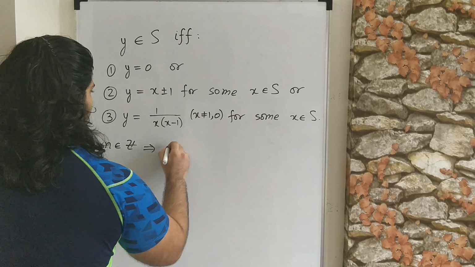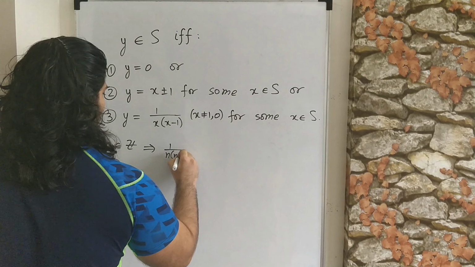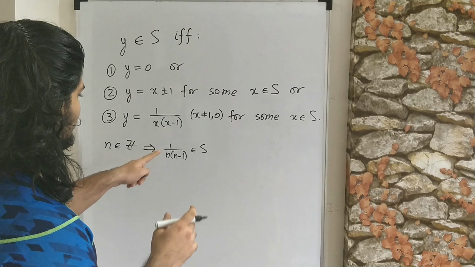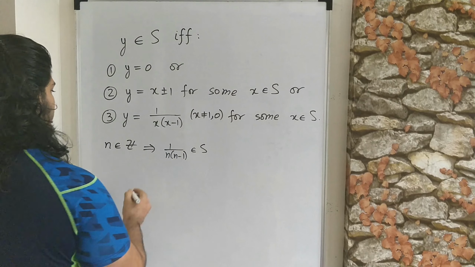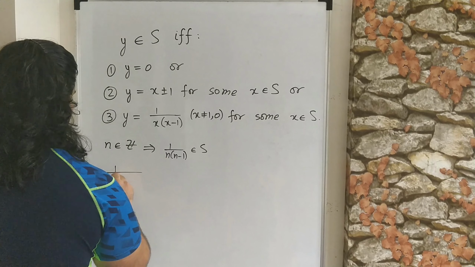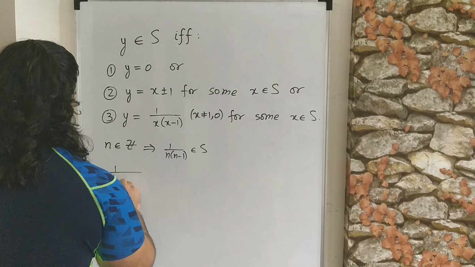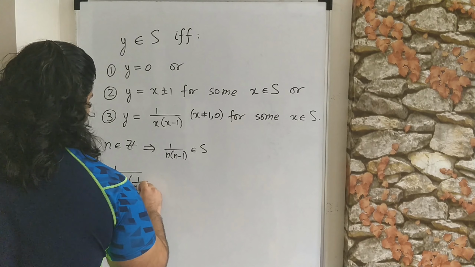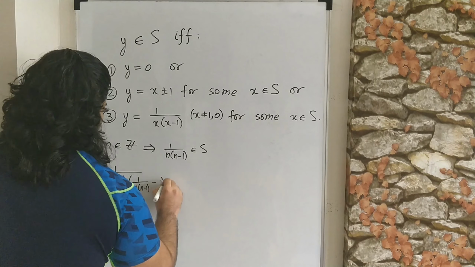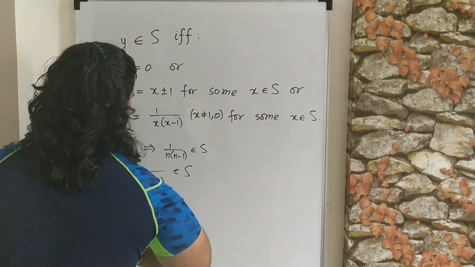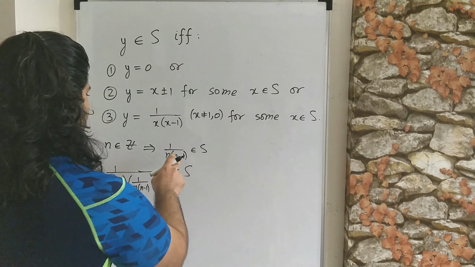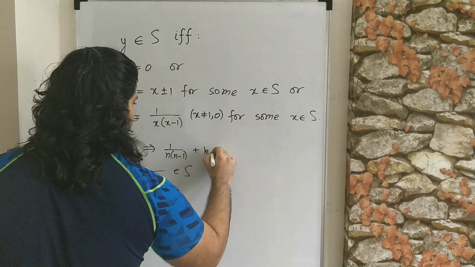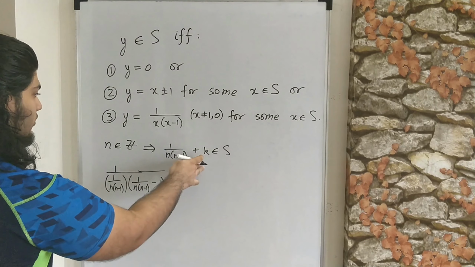so n is an element of Z, then 1 over n minus 1 is also in S, and then you can also plug this into this formula. So you can say 1 over n minus 1 times 1 over n minus 1 minus 1 is also in S. But then you realize that you can add any integer to it. So let's say some k. This is also in S for all integers k.